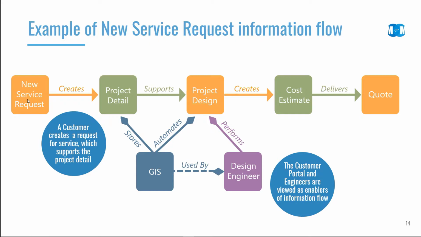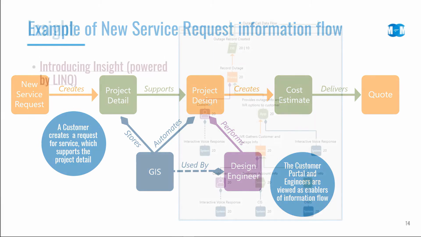So we have a new service request, and that new service request creates a project detail, and that supports the project design action, which creates a cost estimate and eventually delivers a quote as the outcome. The GIS stores the project detail, and the GIS is used by the design engineer to perform project design. So as you can see, the Link language easily creates a narrative of the flow of information through an organization.